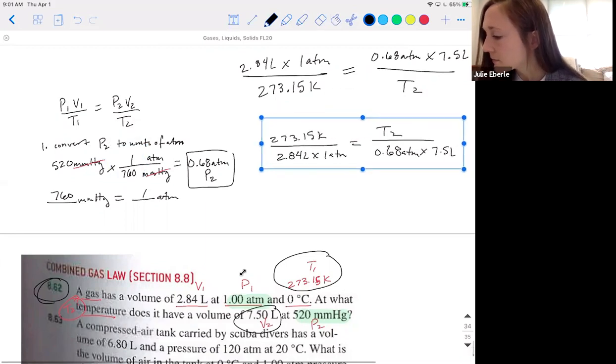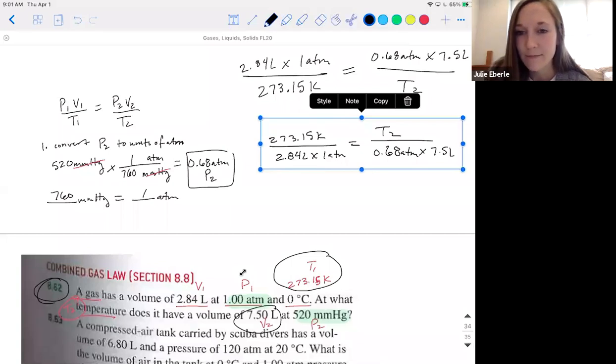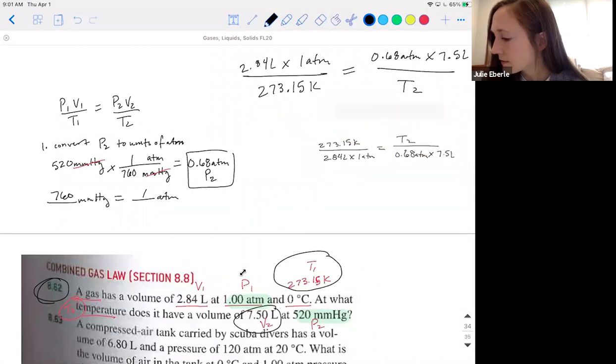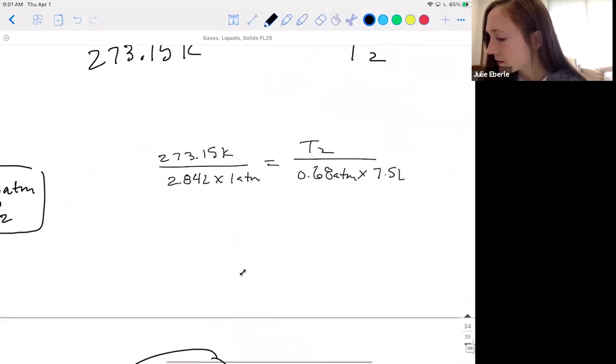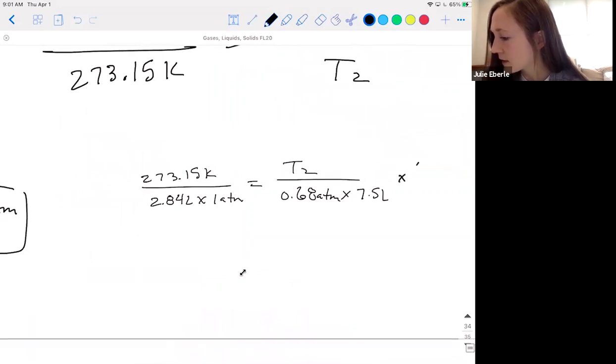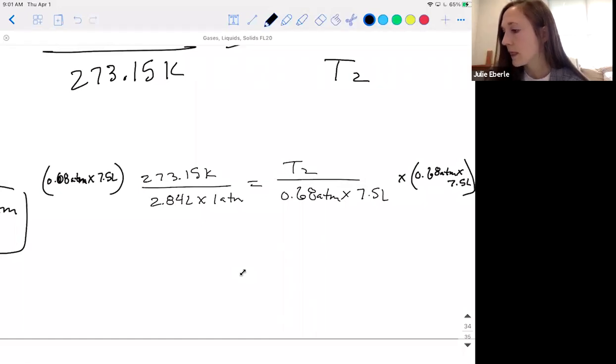Okay. So now I didn't really leave myself a lot of space. You need to cross multiply both sides of your problem, right? Here's why I love iPads. Need to cross multiply both sides of my equation by the 0.68 times the 7.5 liters, okay? Cross multiply both sides. And that cancels all that out over here.